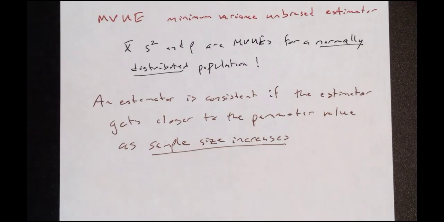Once again, average, standard deviation, variance, and proportion all satisfy consistency for a normally distributed population. So this same comment applies to consistency also. Questions?